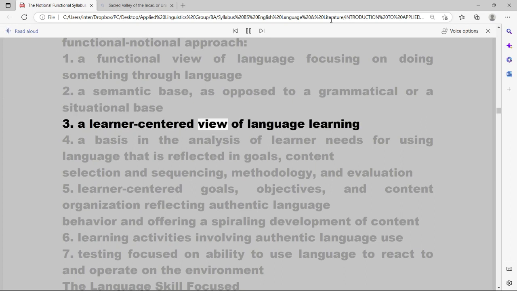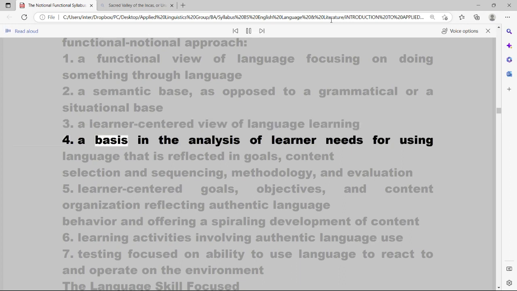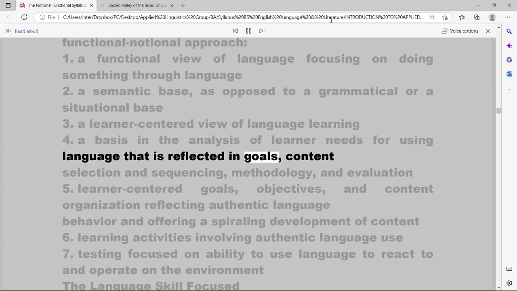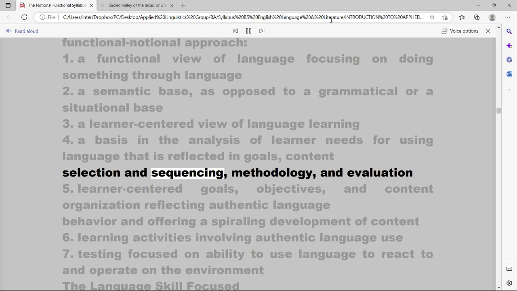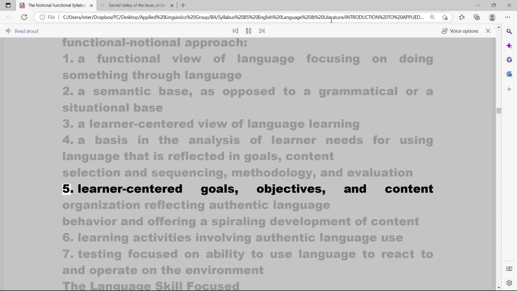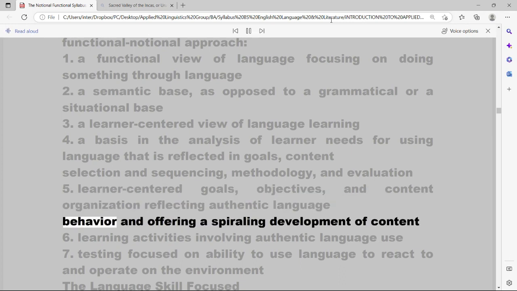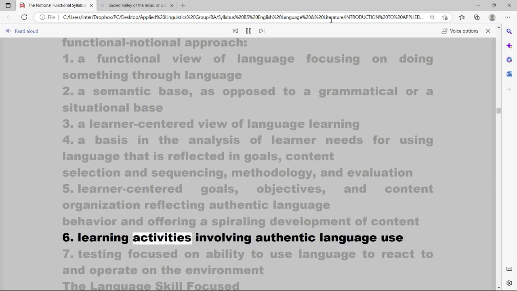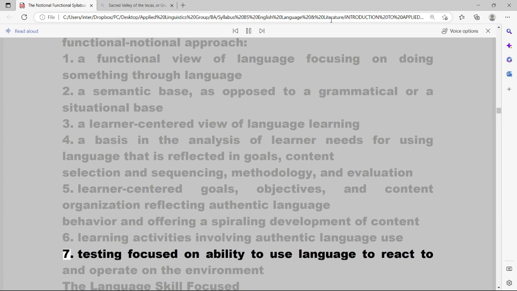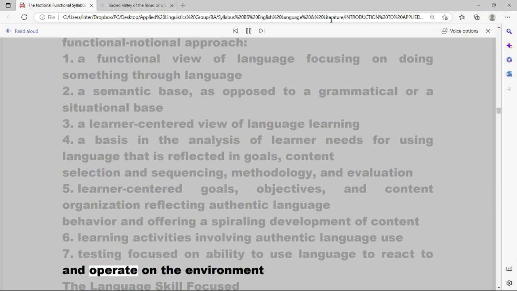3. A learner-centered view of language learning. 4. A basis in the analysis of learner needs for using language that is reflected in goals, content selection and sequencing, methodology, and evaluation. 5. Learner-centered goals, objectives, and content organization reflecting authentic language behavior and offering a spiraling development of content. 6. Learning activities involving authentic language use. 7. Testing focused on ability to use language to react to and operate on the environment.